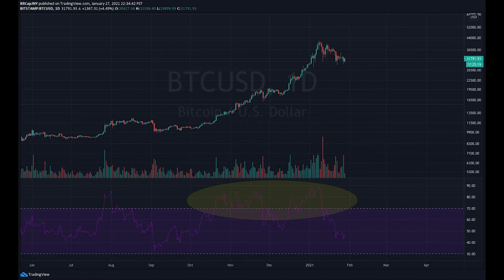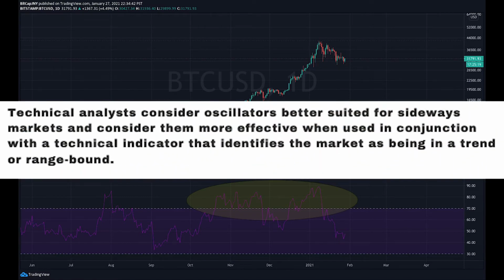Technical analysts consider oscillators better suited for sideways markets and consider them much more effective when used in conjunction with a technical indicator that identifies the market as being in a trend or range bound.